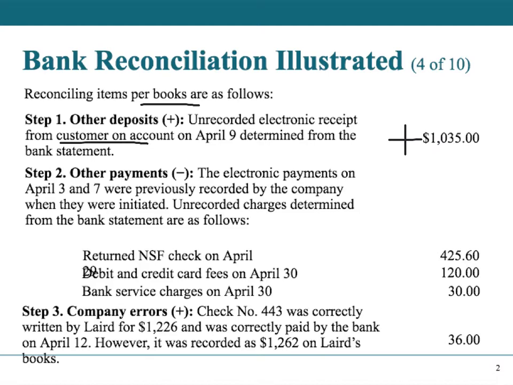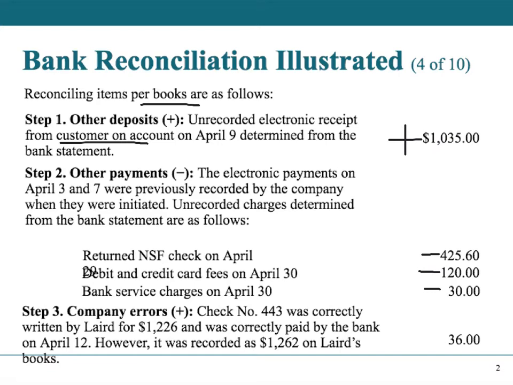However, we do have other unrecorded charges. For example, we had a returned NSF check in April. So a customer wrote us a check as a payment for accounts receivable. When we got the check, we added it to cash. We reduced our receivables, thinking it was collected, and added it to cash balance. Well, now we have to take it out because the bank said there's no money for that. And now we're going to just write a letter to the customer asking to remit the payment again. Debit and credit card fees, those seem to be significant. We had to pay $120 and then an additional bank service charge of $30. So these are all subtractions.